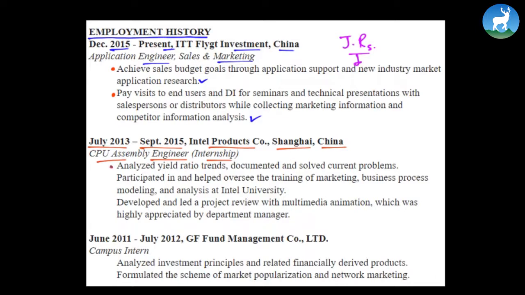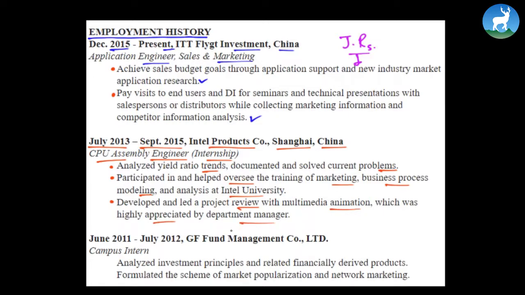So what were his job responsibilities? Analyzed yield ratio trends, documented and solved current problems, participated in and helped oversee the training of marketing, business process, modeling, and analysis at Intel University, developed and led a project review with multimedia animation, which was highly appreciated by department managers.